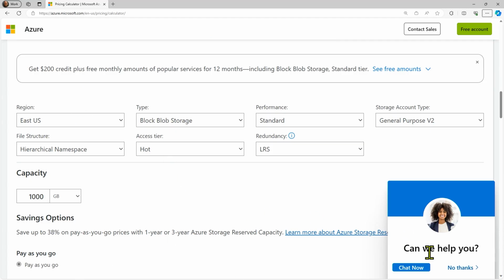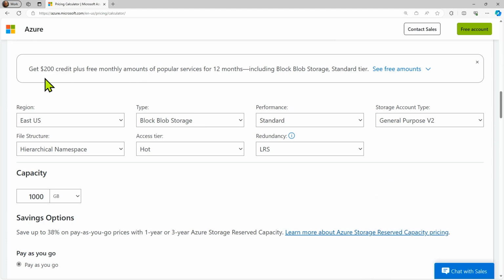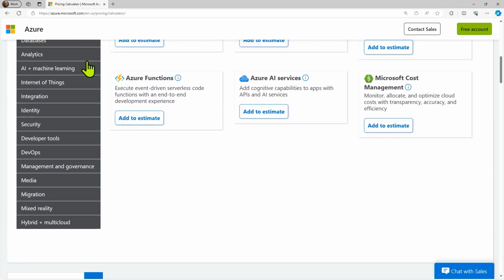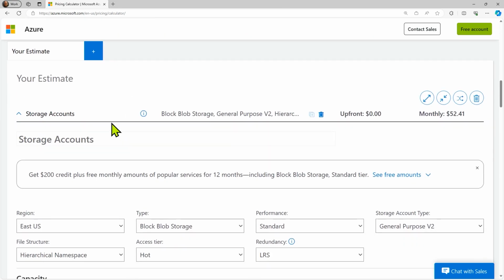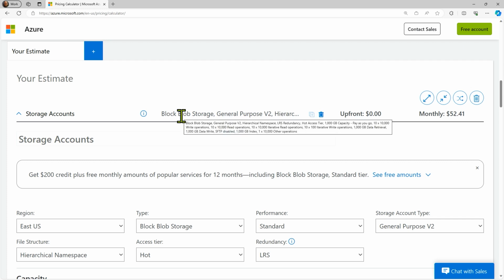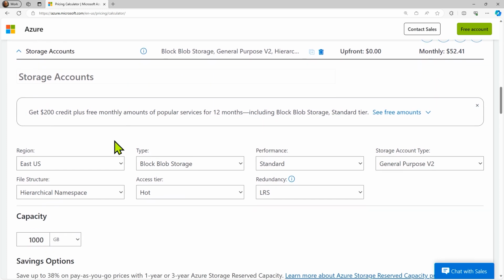I've brought up the Azure pricing calculator, and you can do this at any time you want. I've added the storage account features to be able to come in and take a look at this. I'm going to say in US East, I want block blob storage. It's a standard performance, Gen V2. These are all topics that we've covered in other modules. If you're not familiar, you can go watch those modules.